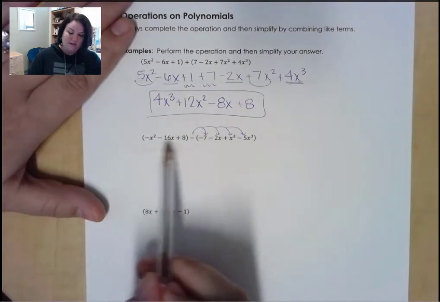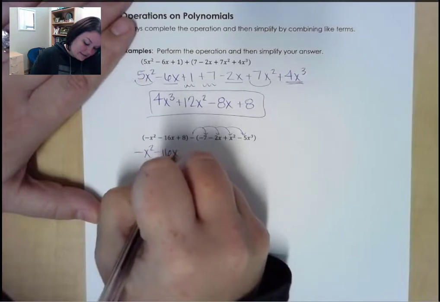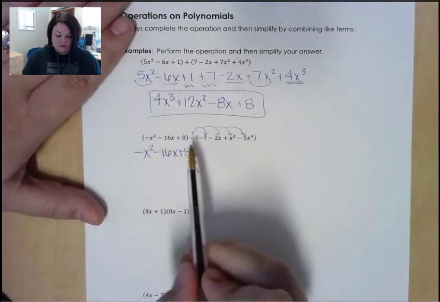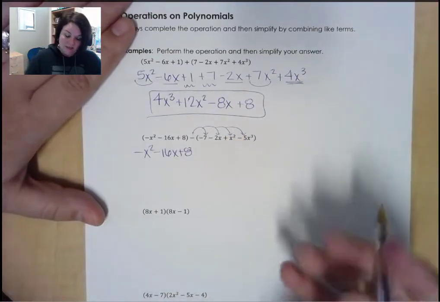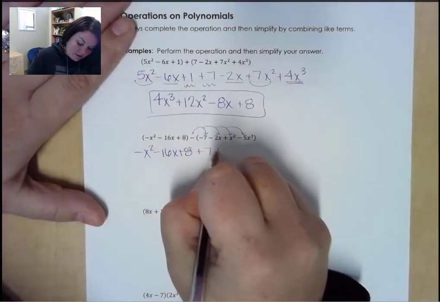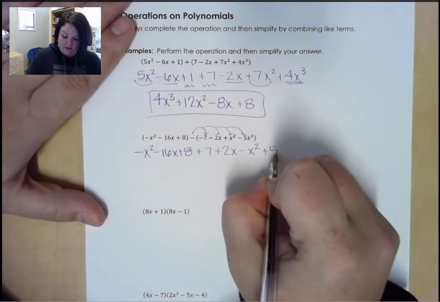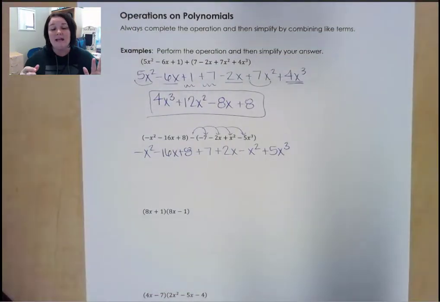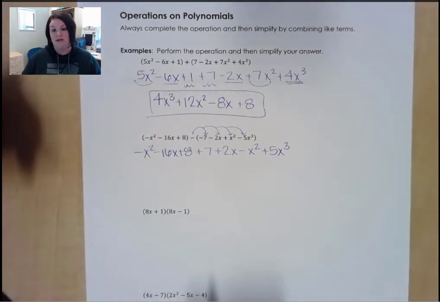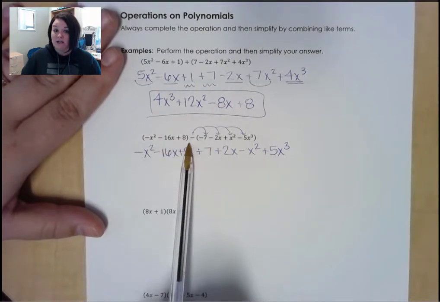Okay, so I'm going to go ahead and write this first polynomial. I'm going to drop the parentheses on it. Negative x squared minus 16x plus 8. And then when I distribute that negative by multiplying by a negative 1 or just flipping the signs, I'm going to end up with a positive 7, a positive 2x, a negative x squared, and a positive 5x cubed. Okay, so now that I've distributed that negative through the whole second polynomial, now I can go ahead and combine like terms, okay? So don't start combining like terms until you've taken care of that subtraction, right?